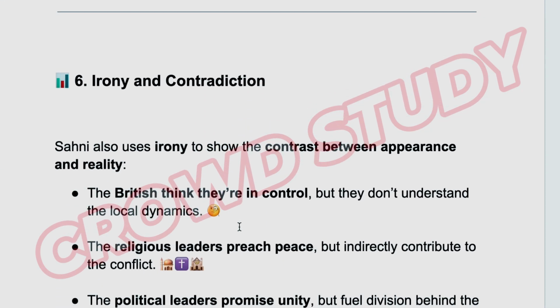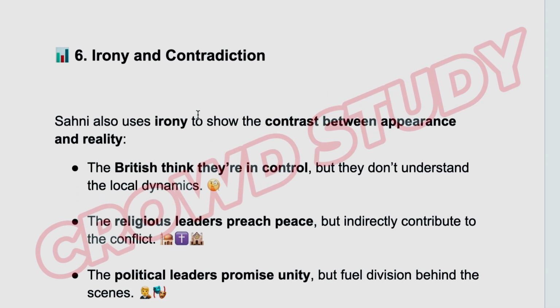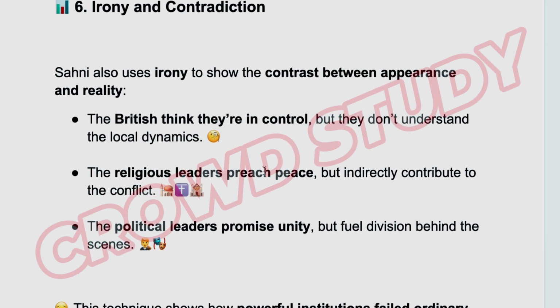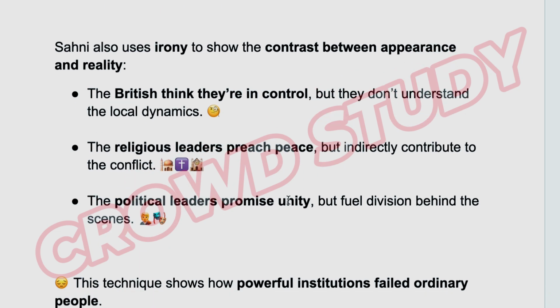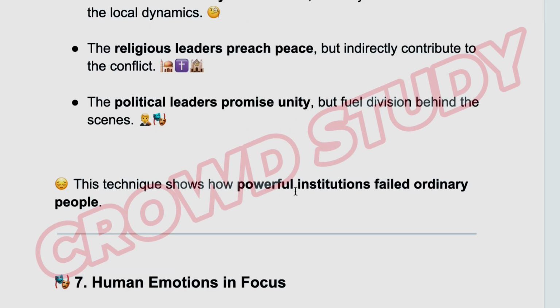Now move to the sixth point, irony and contradiction. Sahni also uses irony to show the contrast between appearances and reality. The British think they're in control, but they don't understand the local dynamics. The religious leaders preach peace but indirectly contribute to the conflict. The political leaders promise unity but fuel divisions behind the scenes. This technique shows how powerful institutions failed ordinary people.